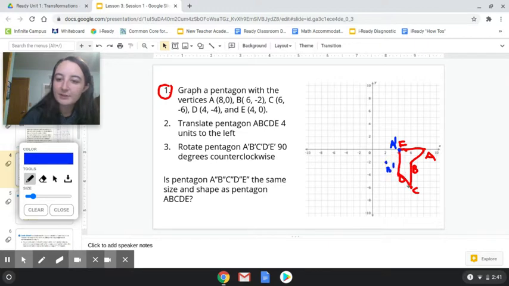Then for C, we go 4 to the left. 1, 2, 3, 4. So here's our C prime. Same for our D. 1, 2, 3, 4. So here's our D prime. Then our E, we go 4 to the left. So 1, 2, 3, 4. So here's our E prime.